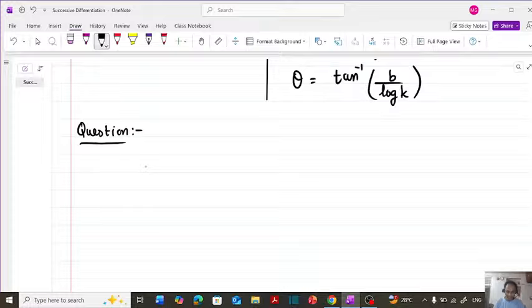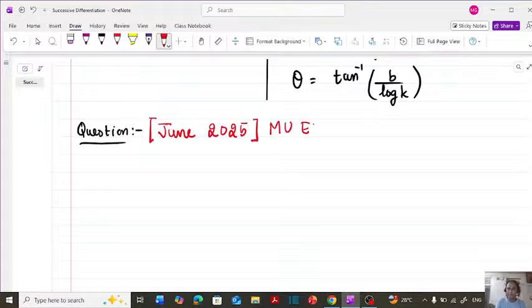The first, the one which has come in your previous year paper, I'll do that as well, so that you people feel confident and easy. So for June 2025, I see one question paper was there in your MU exam. So you can solve this along with me.